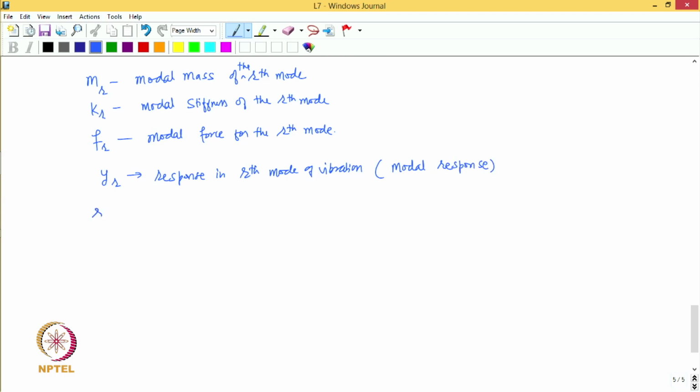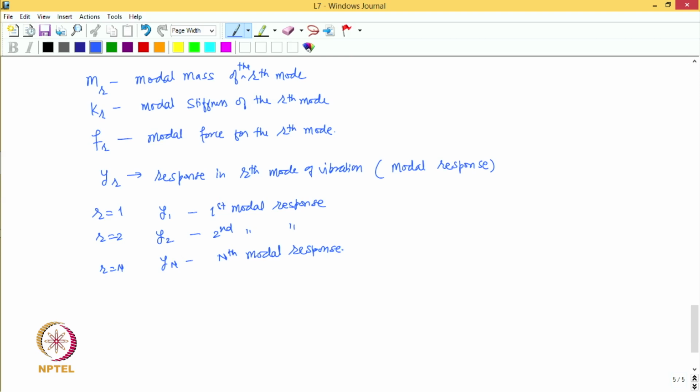So, if I have r is equal to 1, then I get y1, and this will be the first modal response or response in the first mode. Similarly, r is equal to 2 would give me y2, which would be the second modal response, and similarly if r is equal to n, I get yn, which is the nth modal response, or response in the nth mode.